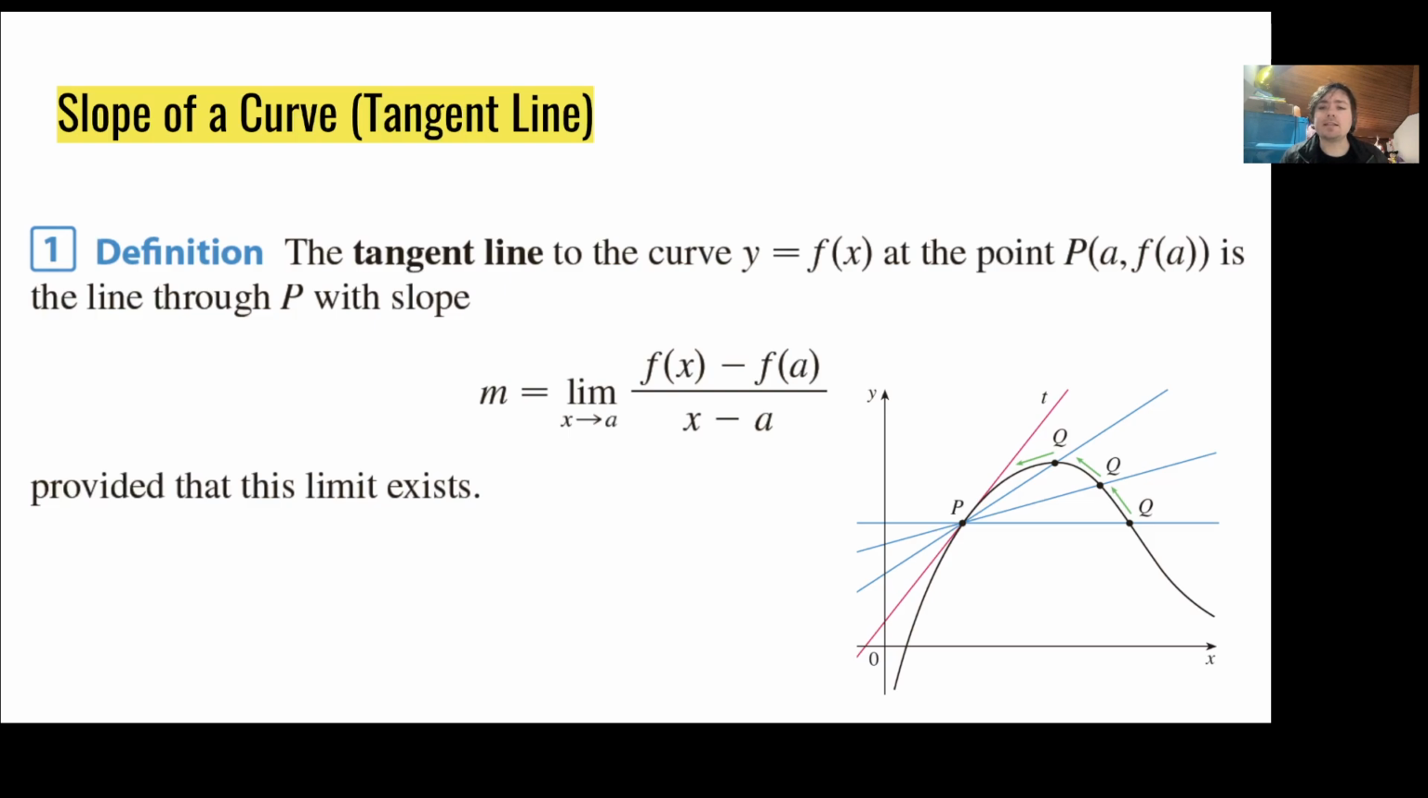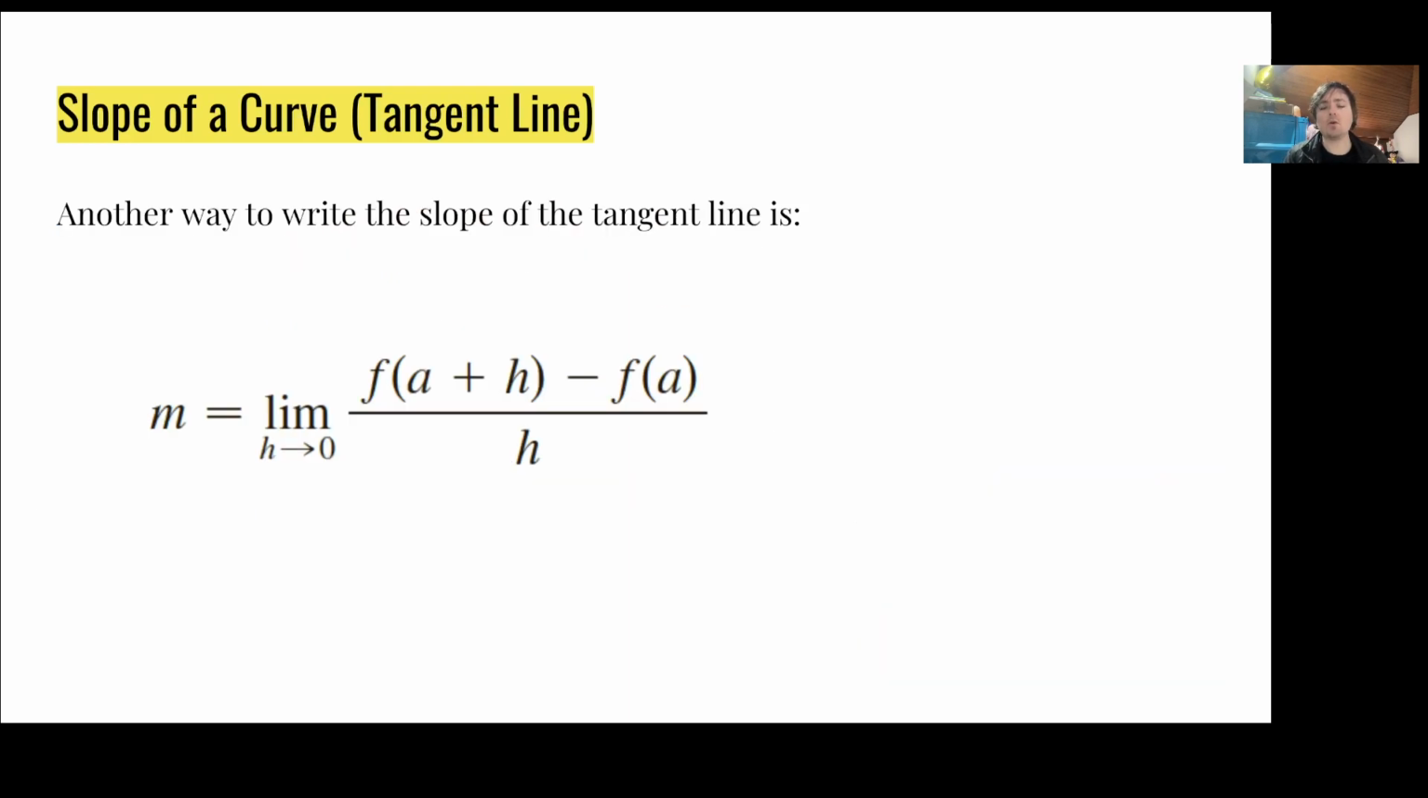So say this point P is at x equals a, and our y value is f evaluated at a. It would have the slope given here, where the slope is equal to the limit as x approaches a of f of x minus f of a divided by x minus a, provided that limit exists. Another way to write the slope of this special tangent line is by taking the limit as h goes to 0 of f of a plus h minus f of a over h. And h is taken as a small change in your x value.